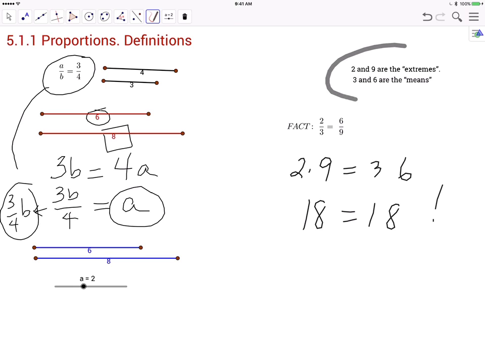In this case, also, we have this idea called means and extremes. 2 and 9 are considered the extremes, if you want to think about the extreme, the smallest and the largest, and 3 and 6 are the means in the middle. And we'll talk more about geometric means and arithmetic means in the coming screencasts. Okay, so there we go. 5.1.1, looking back at proportions and how they work.